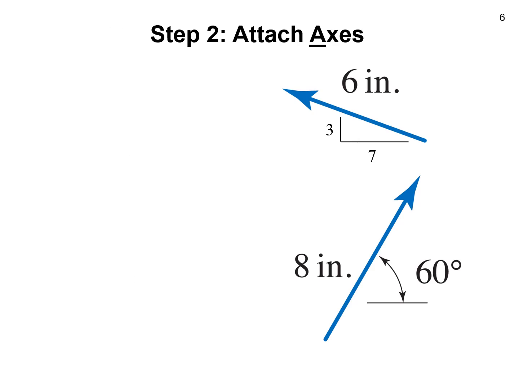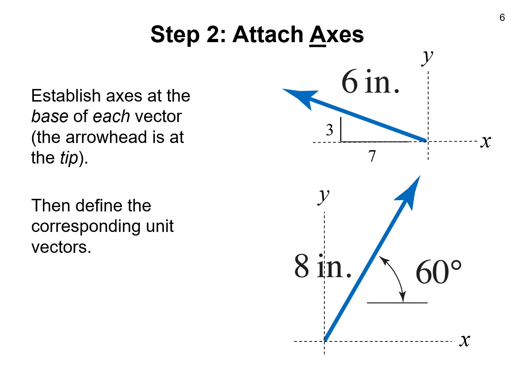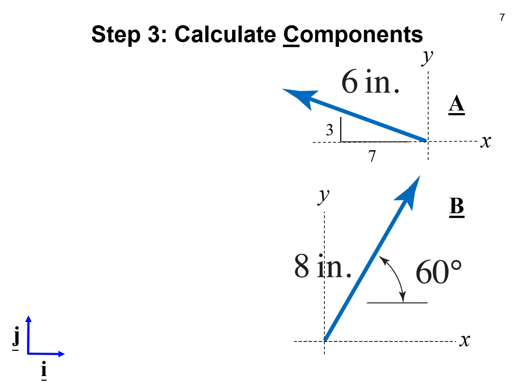Okay, so the second A is for axis. We're going to attach the system of axes. And notice the axes go in each case to the base of the vector, not at the arrowhead, at the base of the vector. That will be this next step of how we define the axes for each vector. And of course, the unit vectors, i and j, are the same in both cases because we're using the same axes in both cases, and that we need to do to be consistent.